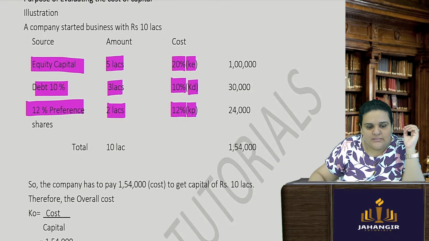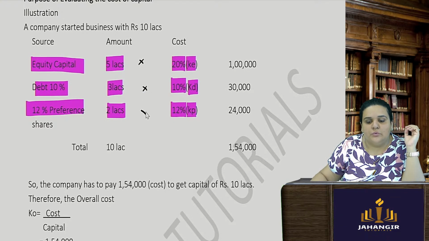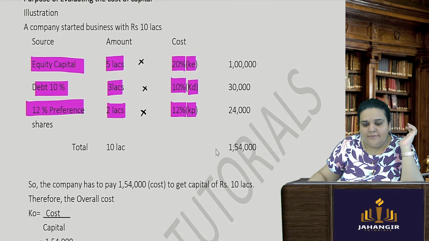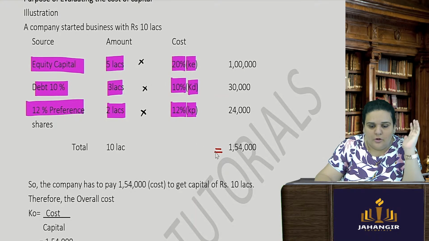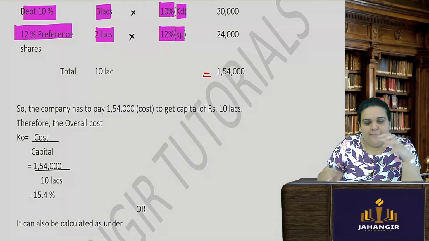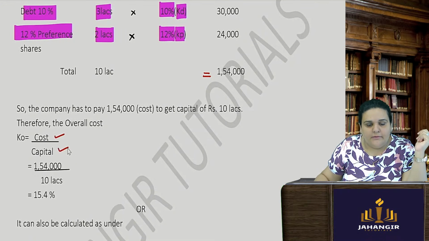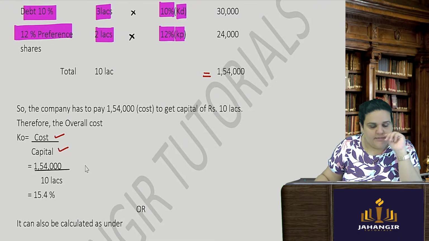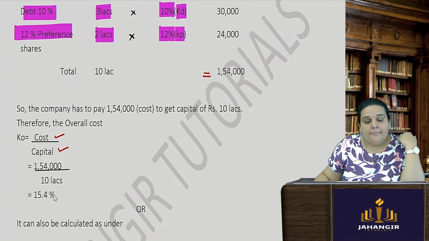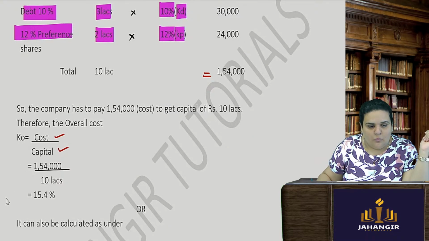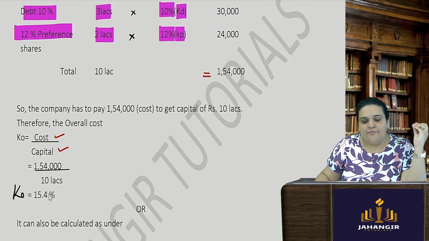So I can easily multiply 5 lakhs into 20%, 3 lakhs into 10%, and 2 lakhs into 12%. This will be my cost. My total cost will come up to 1,54,000. What is my cost of capital? My overall cost of capital is nothing but the total cost upon the total capital. My total cost I just calculated is 1,54,000, and my total capital is 10 lakhs. So I can now say that my average, my total, KO, is 15.4%.